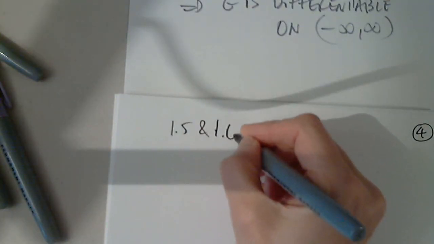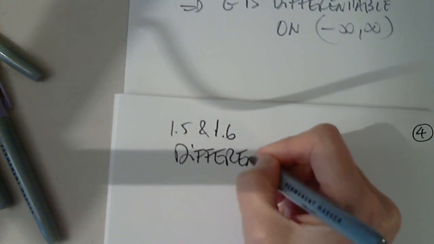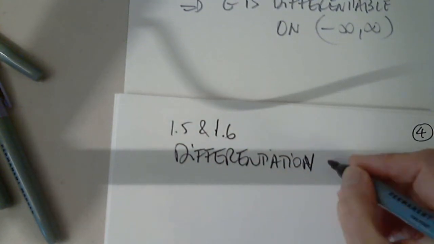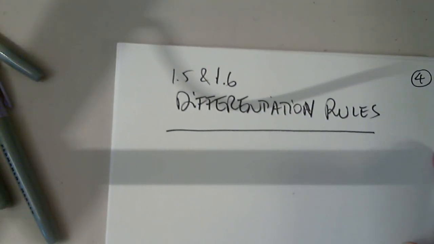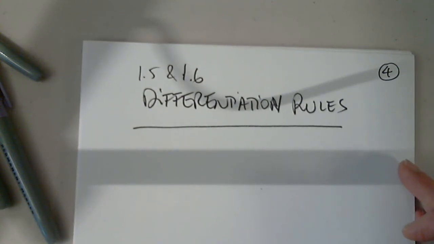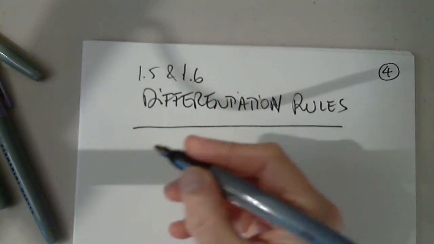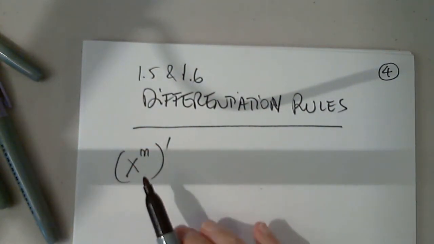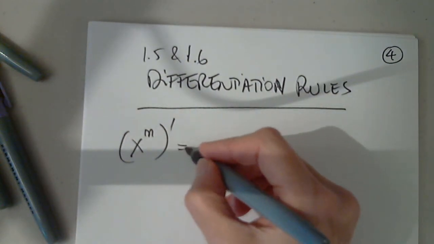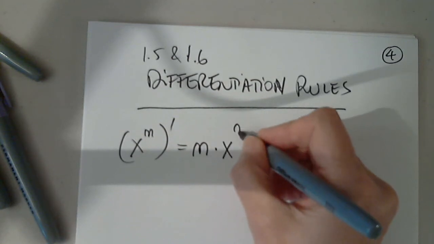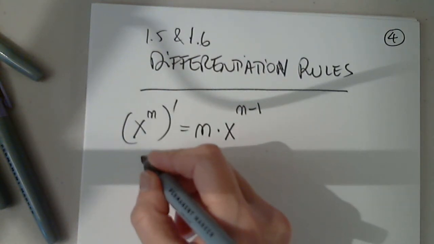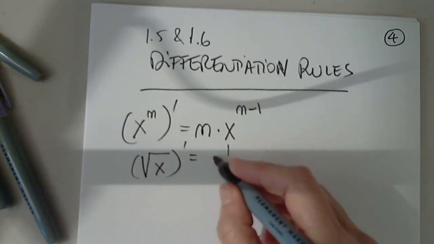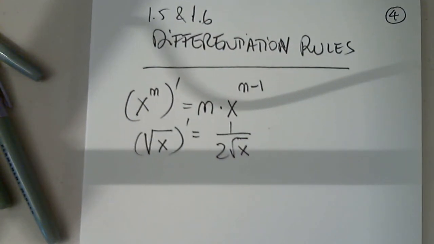So 1.5 and 1.6, differentiation rules. So moving forward, we don't need to use the definition of the derivative. We are going to use the differentiation rules, unless we are forced to use the definition. Okay, we already know one, which is the power rule. X raised to the n power, prime, we already had an example, is n times x to the n minus 1. We already know that the square root of x prime is 1 over 2 square root of x. This we determined last time.